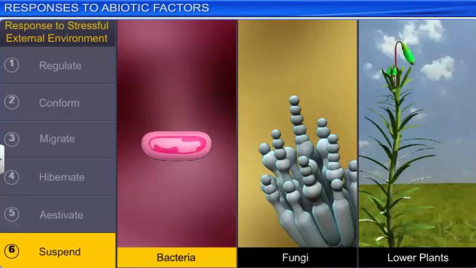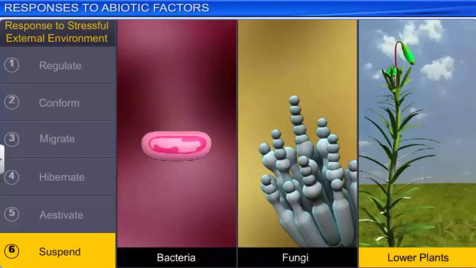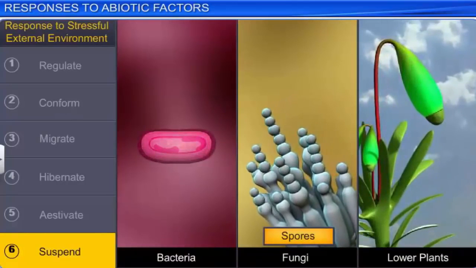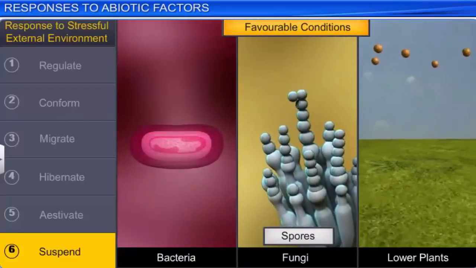In the case of bacteria, fungi, and lower plants, thick-walled spores are produced, which help them survive in unfavorable conditions and germinate in favorable conditions.